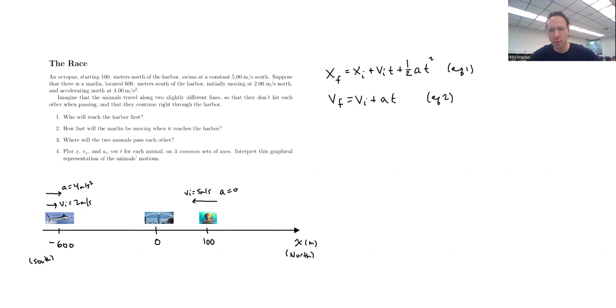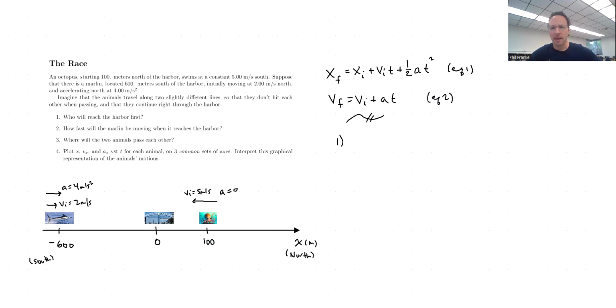All right, so let's go to work here. So question 1, who will reach the harbor first? We want to know who reaches the harbor first. That is, who reaches the harbor in less time. Take a moment to think about which of the kinematics equations you might use to determine which character reaches the harbor in the least amount of time. You can pause the video.